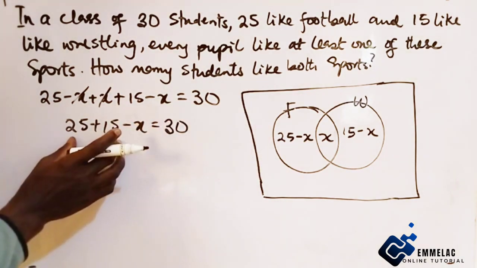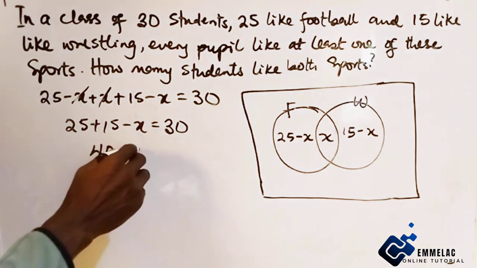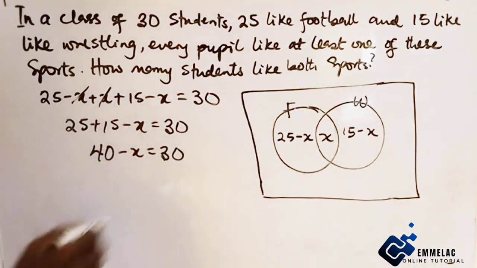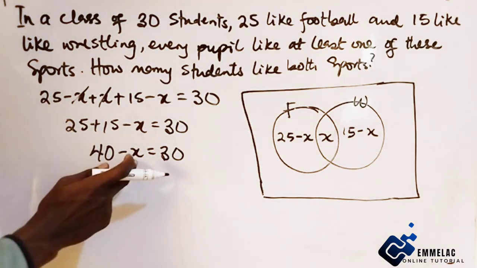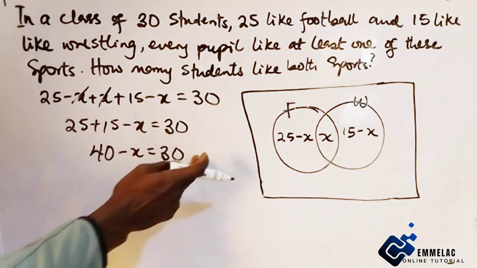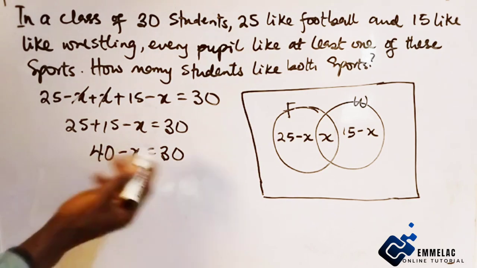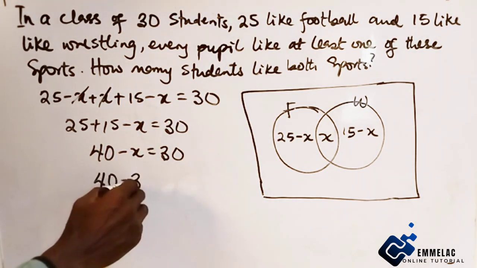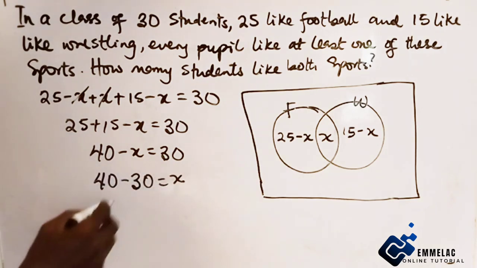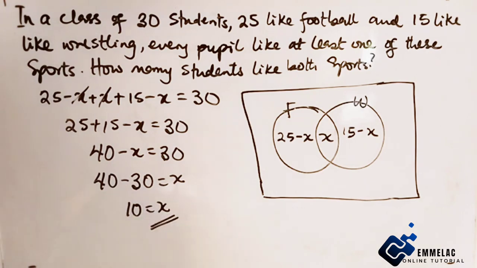So here we have 40 minus X equals 30. You can transpose this over to the right hand side, or we add X, that one is simpler. So here we have 40 minus 30 equals X. So here you have 10 equals X. This is the final answer.